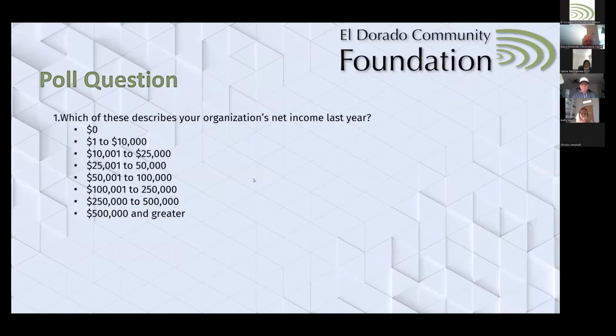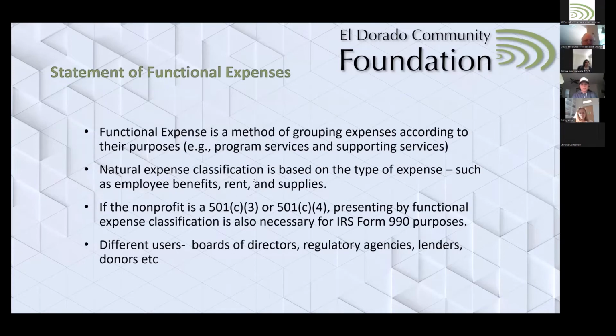Close. Okay. Going to move on to statement of functional expenses. So the next 3, the statement of functional expenses, the cash flow statement, as well as the budget, these are labor intensive. And that's why I've got more written. So functional expense is a method of grouping expenses according to their purpose. For example, program and supporting services. And I also have an example towards the end. So this will make more sense when I go to that example.